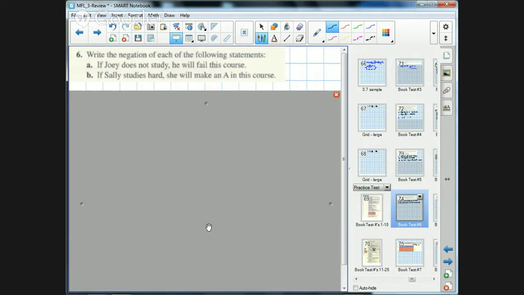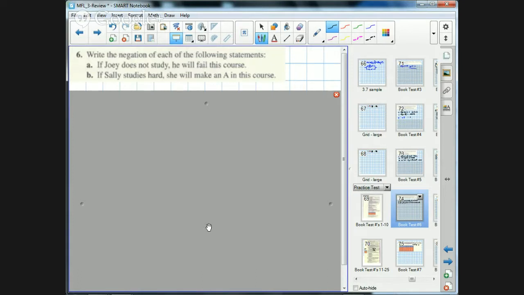Let's see. Again, I have to look at my notes. Only false when the first statement is true and the second statement is false. That's correct. So the only time to negate this, you've got to keep the first part the way it is, and you have to negate the second part. Keep the first part the way it is, and then negate the second part, as in true, false. So if Joey does not study, then he will fail the course. Well, that's what it says. Then he will not. Got to negate that.